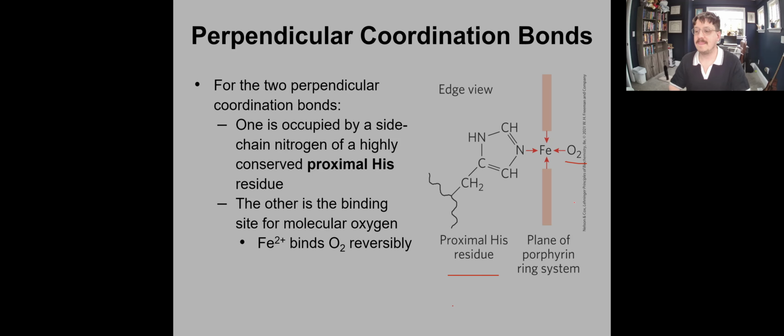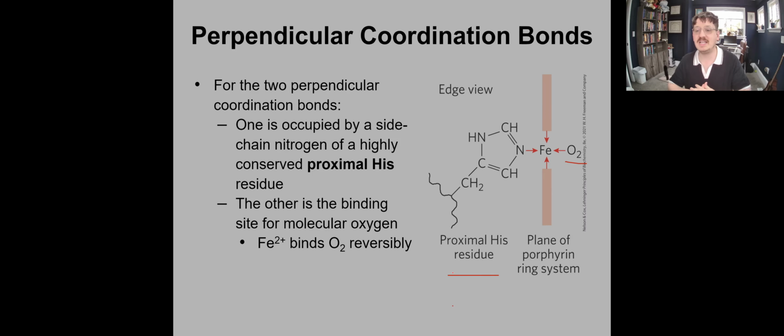So the 5th coordinate bond is with a histidine. It's a very conserved histidine in hemoglobin. And the 6th one is with molecular oxygen, O2. We call this the proximal histidine. And it's referred to as the proximal histidine because it is behind the iron, but it's close to and behind the iron.